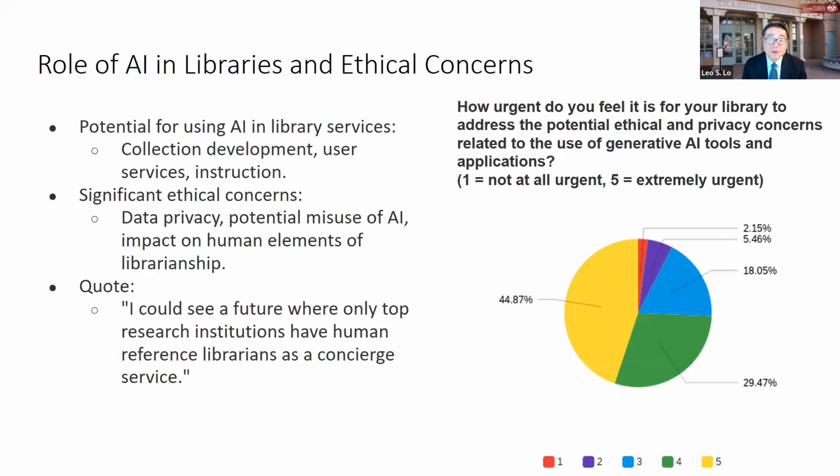And of course, when we talk about AI tools, we have to bring up ethical concerns. If you look at the pie chart on the right, the yellow and green parts are the percentage of people who felt that it's very urgent for libraries to address potential ethical and privacy concerns related to the use of generative AI. So you can see there is this tension, where there is such potential for AI, but at the same time, so many flaws or issues at this point. Now that we have a sense of the current landscape, I'll get into the main topic today.